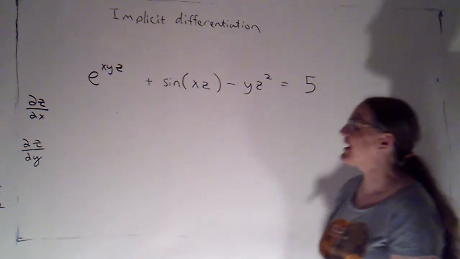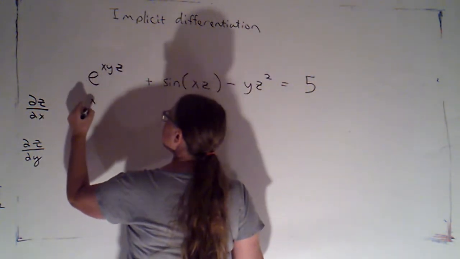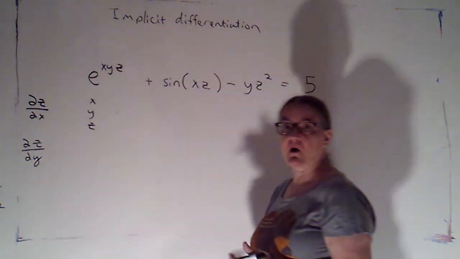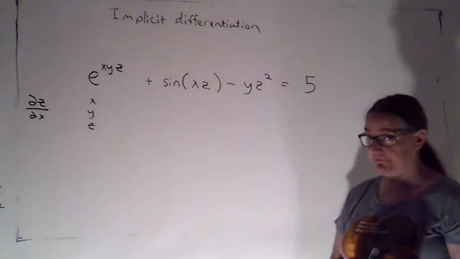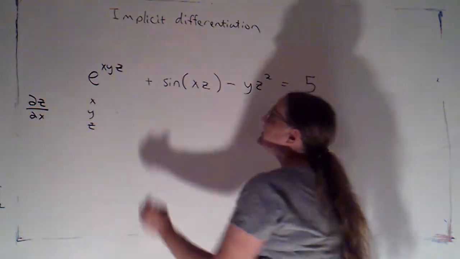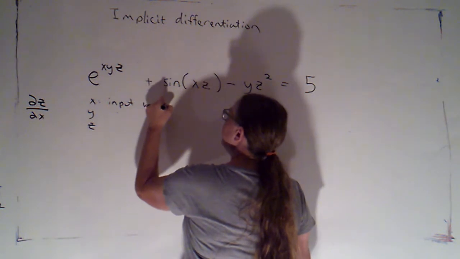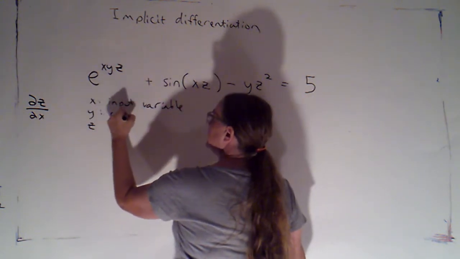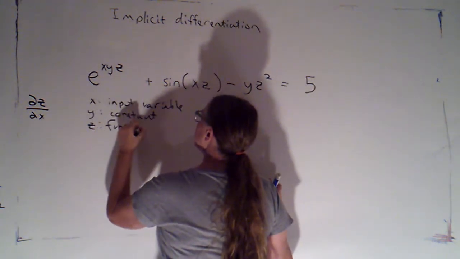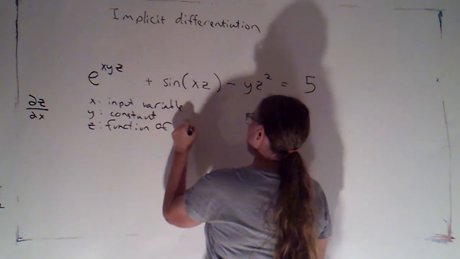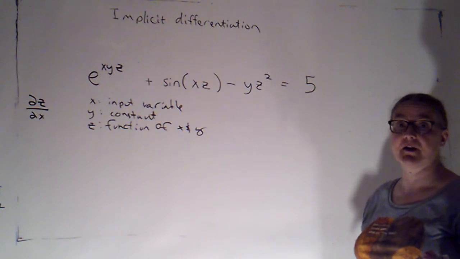Welcome back. Okay, if I'm finding the partial of z with respect to x, I find it helpful to just label what my three variables are. And it's going to be different when I find the partial with respect to y. So I'm just doing the first part right now. Okay, so x is going to be my input variable or my independent variable. Y is going to be constant, and z is some function of x and y. And we just haven't bothered to solve for z, so we haven't found an explicit formula for it.